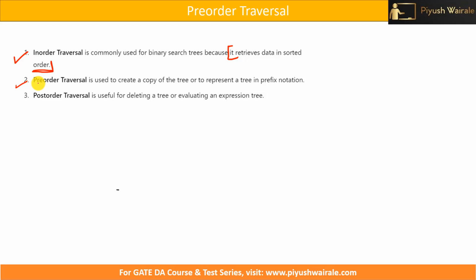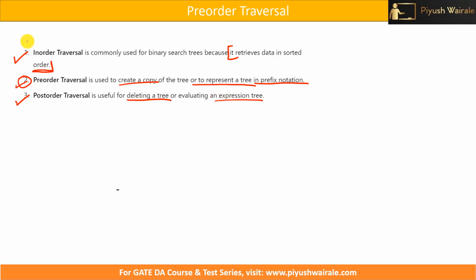Now, what about pre-order traversal? It is used to create a copy of the tree or to represent a tree in prefix notation. So if I want to represent a tree in prefix notation, or if I want to create a copy of a tree, in that scenario I can use pre-order traversal. Now, what about post-order traversal? It is useful for deleting a tree or evaluating an expression tree. So if I want to delete a node from a tree, I can use the post-order traversal technique.